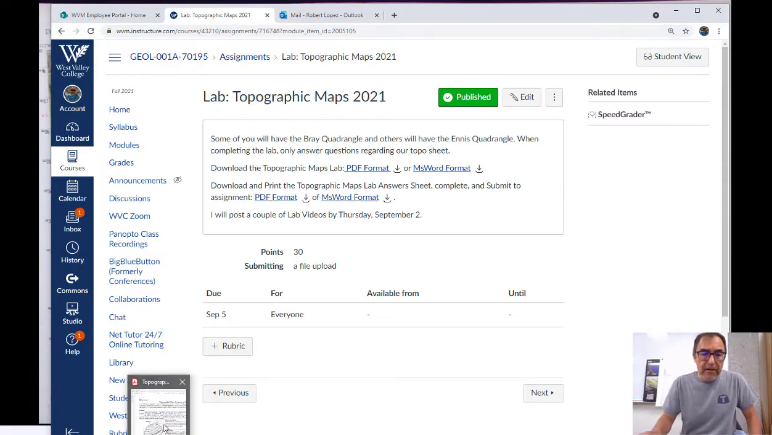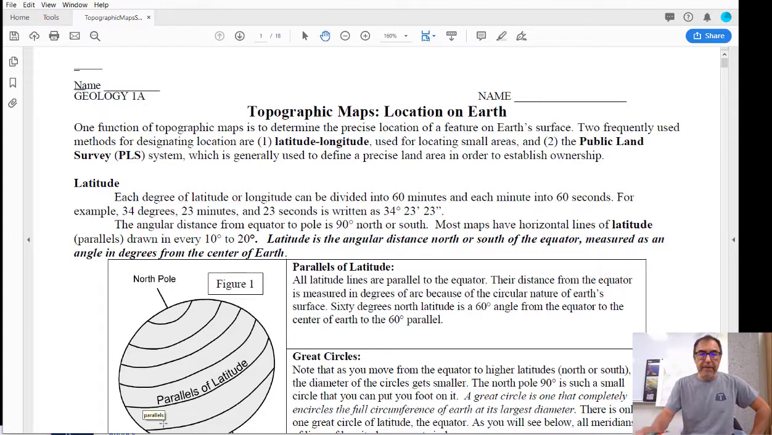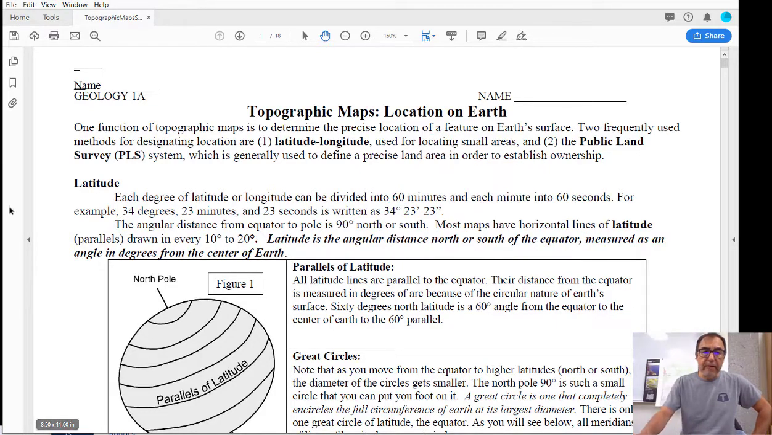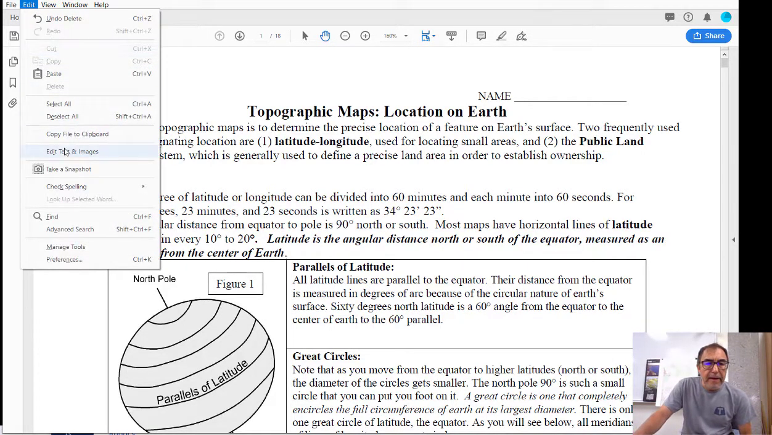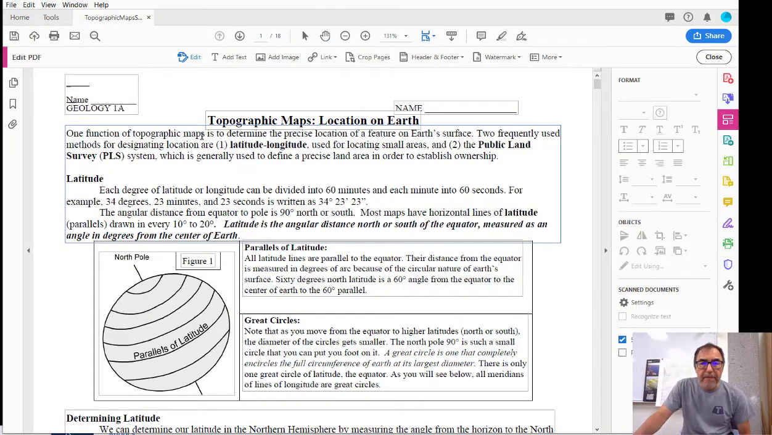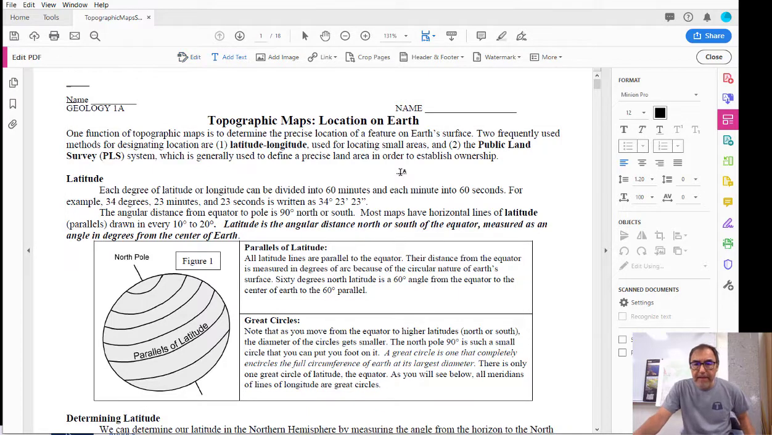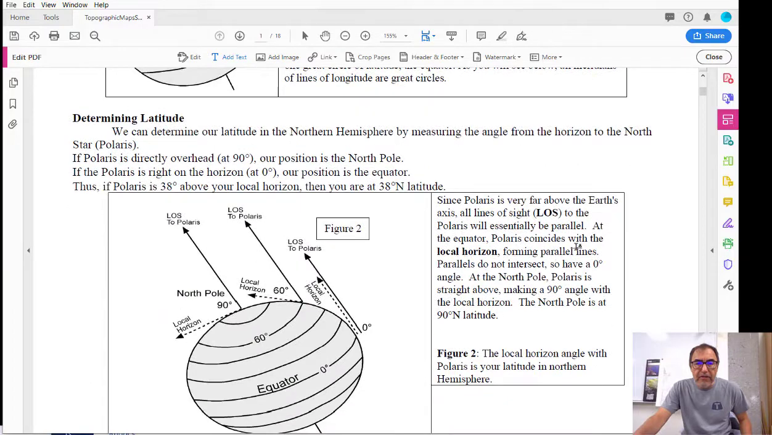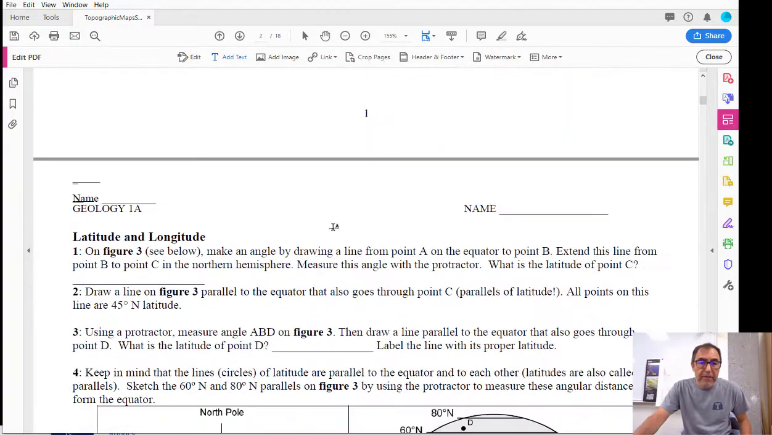And I've already downloaded the Topographic Maps file here, the PDF. On Macs, you can use Preview, and Preview allows you to edit a PDF. Or if you have Adobe on PCs, and I guess Adobe would work on Mac as well, you would go to Edit, then choose edit text and images, and then click on add text here. You can minimize this as well, and then you can go in there and start answering, or at least type in your answer.